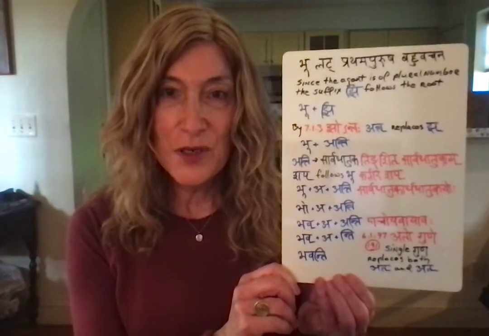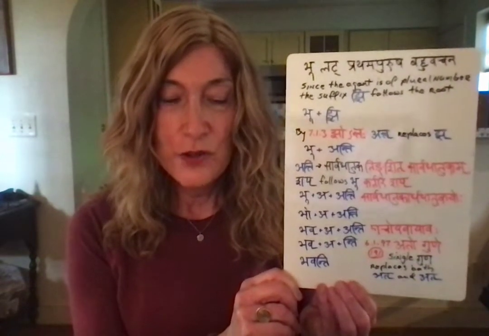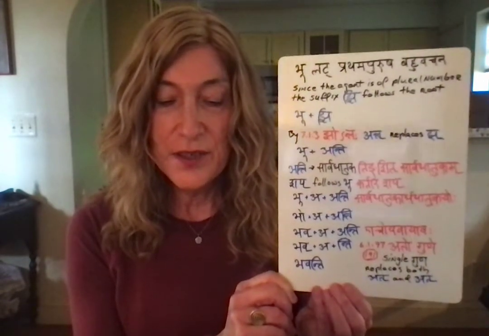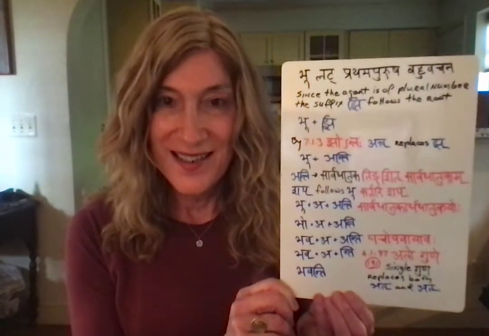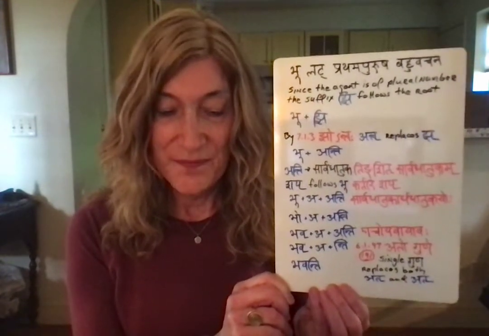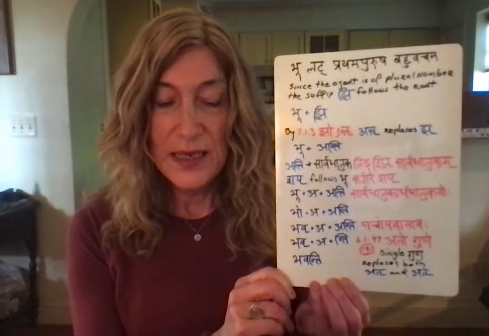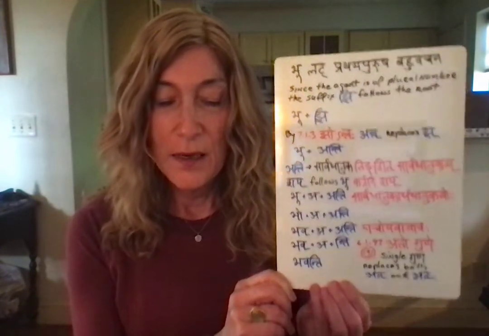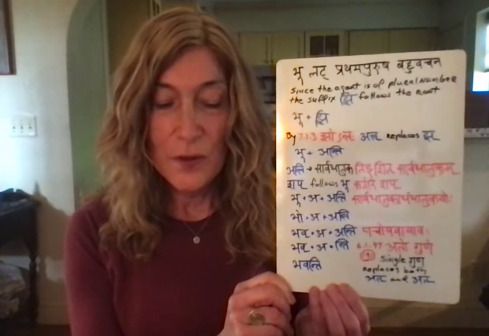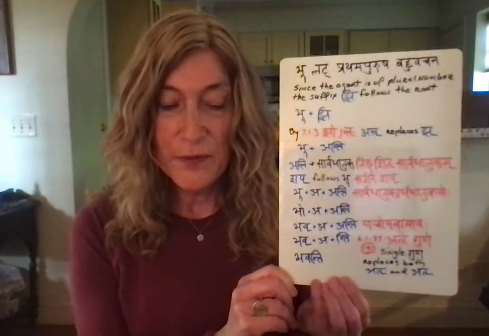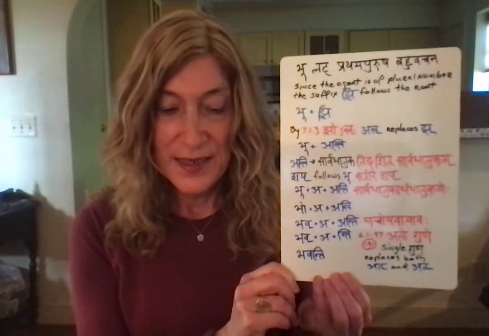Now by sutra 7.1.3, jho'ntah, ant replaces the jh of jhi. So now we have ant plus i, anti, bhu anti. So ant has replaced the jh of jhi, and we have bhu plus anti.